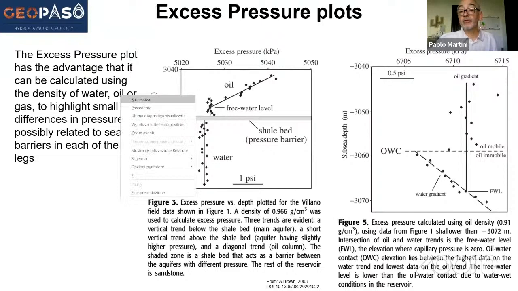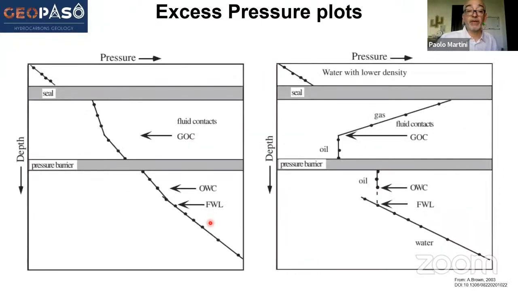And they are also good. This is another example where we have a water leg, an oil leg, and a gas cap. In this case, the oil density was used to calculate the excess pressure plot. So both the water points and the gas points will appear on oblique lines, while only the oil points will be on a vertical line. And then you can easily spot the contact depths.